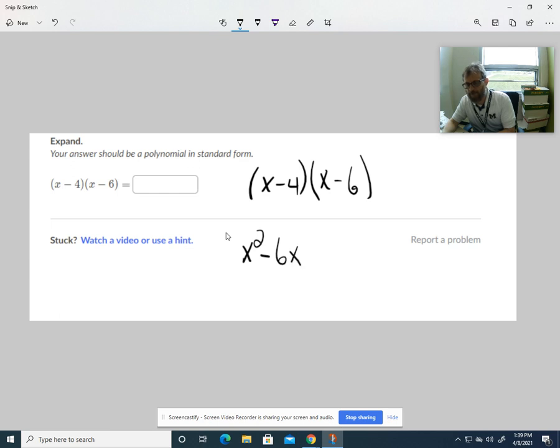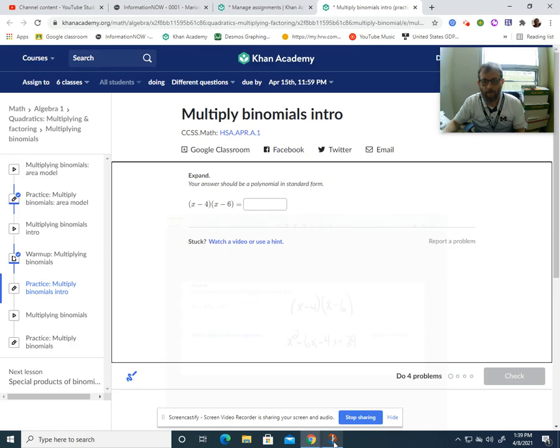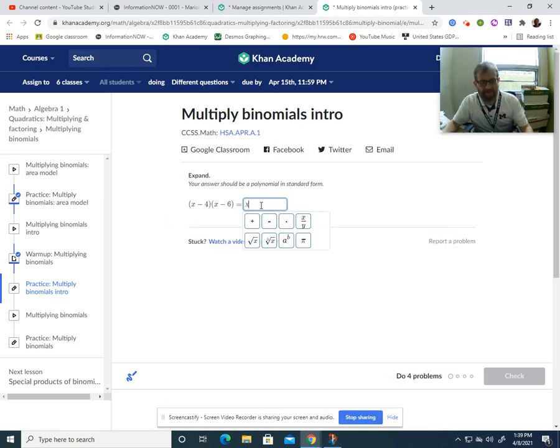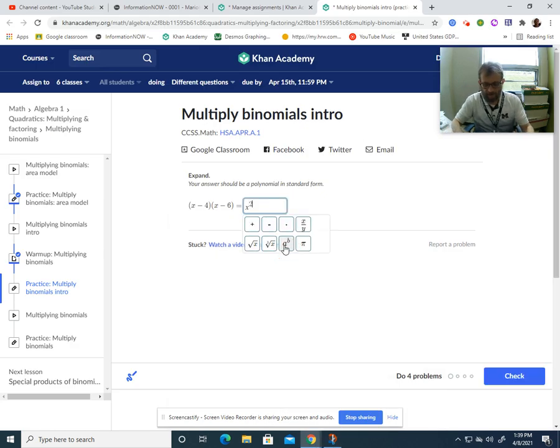Now you've distributed the x. Now you're going to distribute the negative 4. Negative 4 times x is negative 4x. Negative 4 times negative 6 is positive 24. And just like when we were doing them with area, these two middle things can combine to give me a negative 6x plus a negative 4x is a negative 10x. So we get x squared minus 10x plus 24.